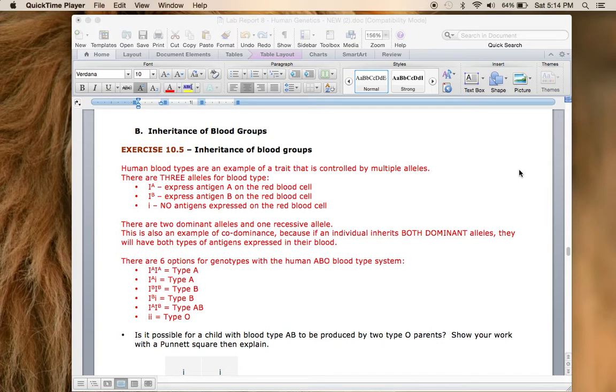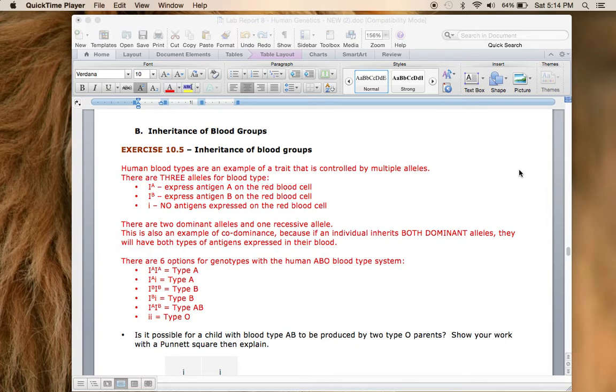So this is an example of codominance because they are both expressed in an individual if you have both of those alleles. And then the lowercase i is the recessive allele. The reason this matters is because if you have one of the dominant alleles, then you're going to have a certain protein or a certain antigen that is expressed on the red blood cell. Antigens are what our body recognizes as foreign substances, and that's what causes allergic reactions.